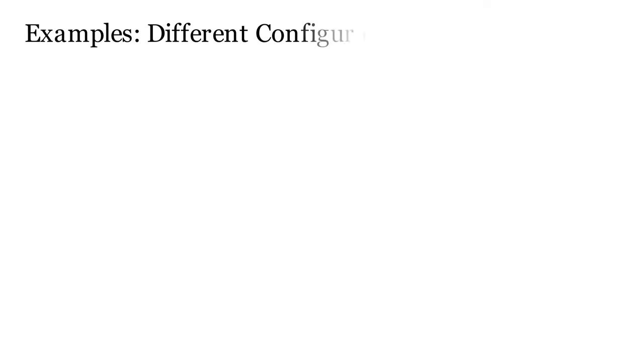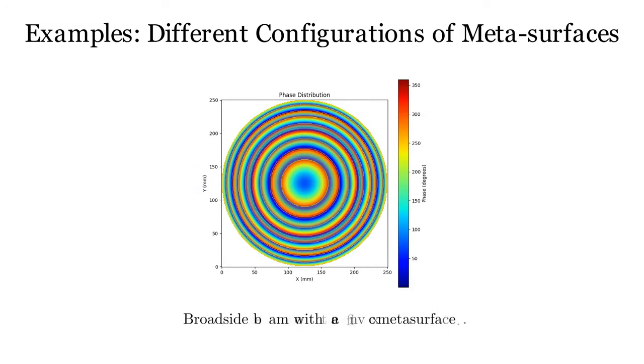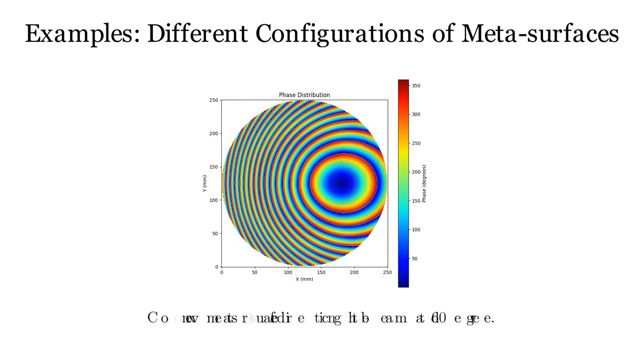In this slide, we are showing element phases for different configurations, examples of metasurfaces. Broadside beam with flat metasurface. Broadside beam with a concave metasurface. Broadside beam with a convex metasurface. Convex metasurface directing the beam at 60 degrees.